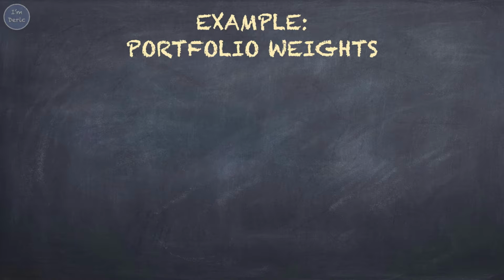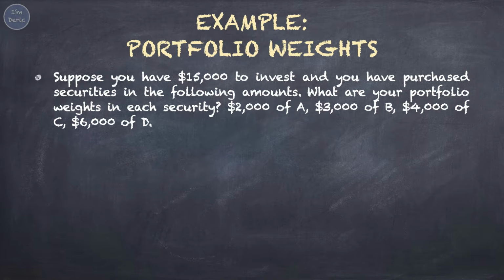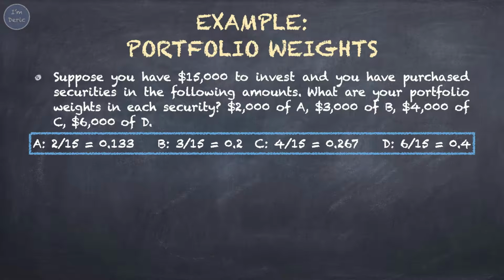Let's take an example. Suppose you have $15,000 to invest, and you have purchased securities in the following amounts. What are your portfolio weights in each security? To get the weight of security A, you just need to take $2,000 over $15,000, then you will get 0.133. Do the same for B, C, and D, then you will get 0.2, 0.267, and 0.4.